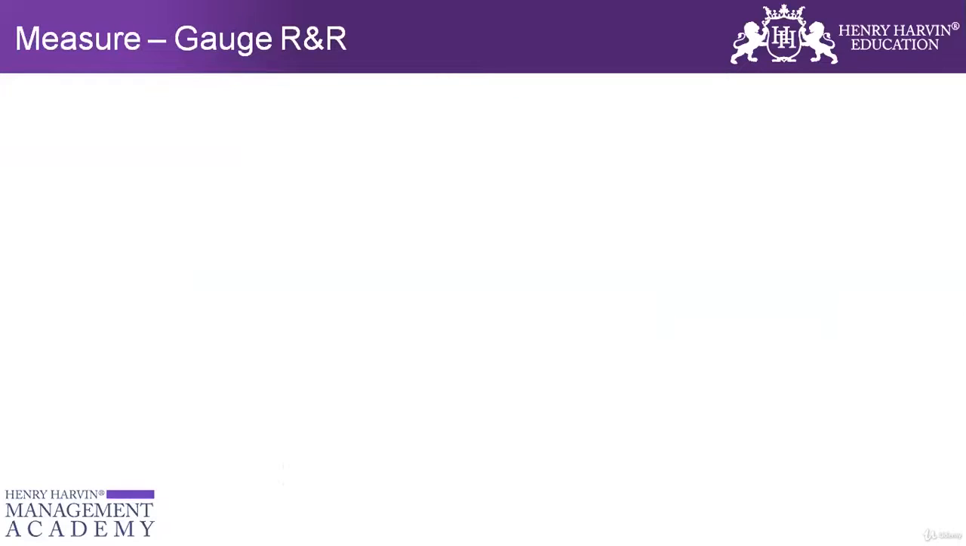Now we will use the MSA for the continuous data, which the name of the technique is called gauge RNR. Can someone tell me what RNR stands for here? Repeatability and reproducibility. Yes, repeatability and reproducibility. It is not reward and recognition. It is repeatability and reproducibility.